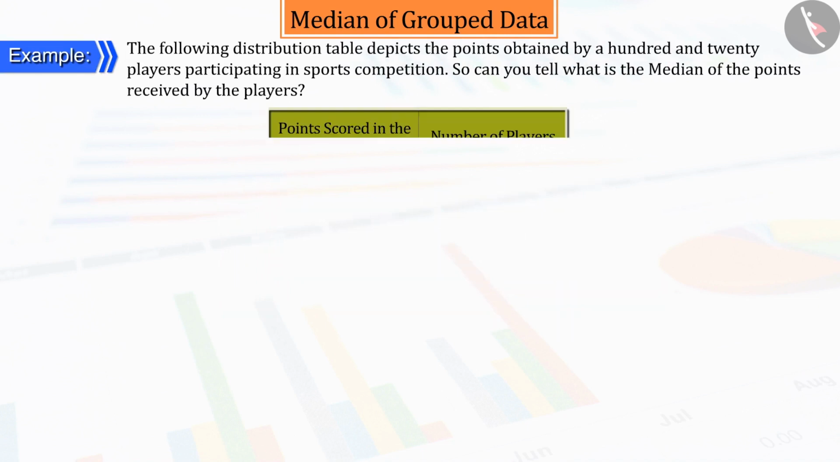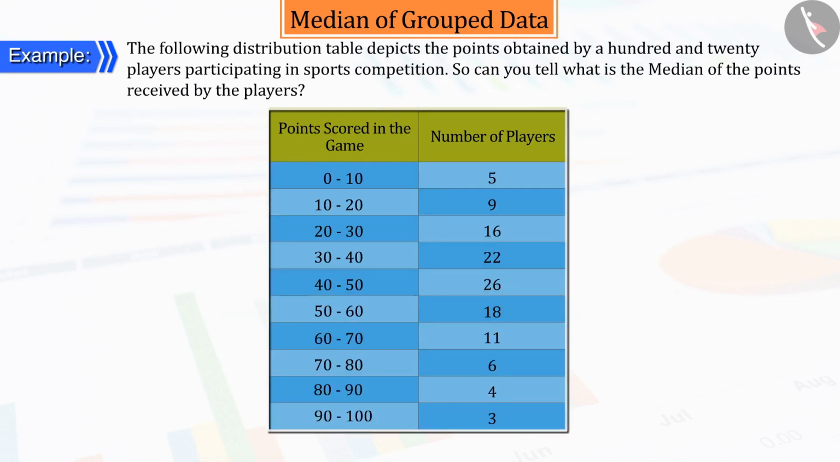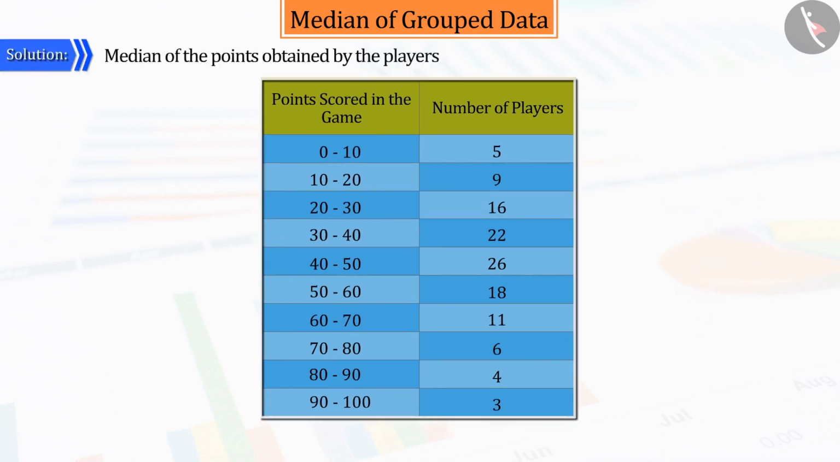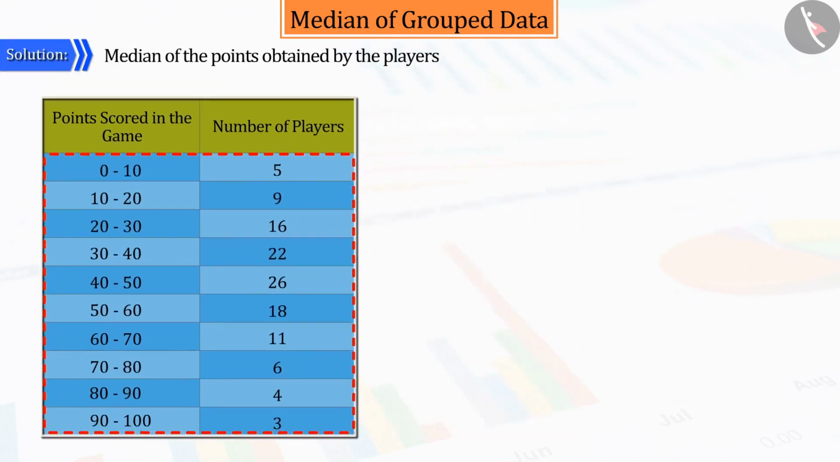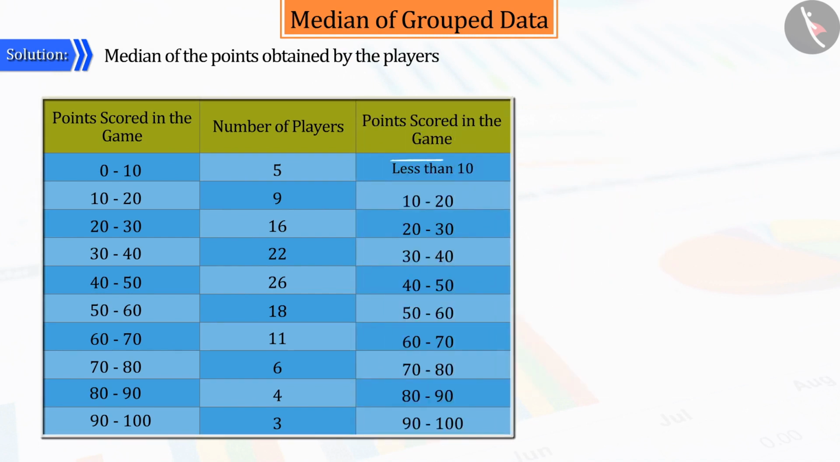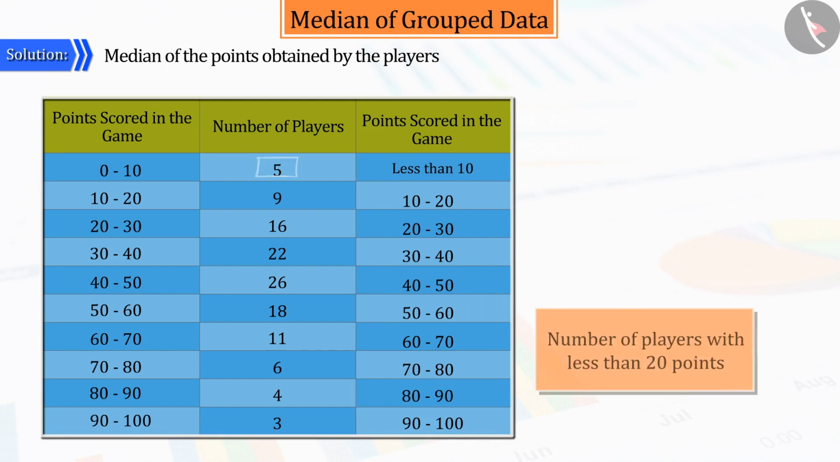The following distribution table depicts the points obtained by 120 players participating in a sports competition. So, can you tell what is the median of the points received by the players? Let's see. Let us first discuss the given table. If you were asked how many players got less than 10 points, would you be able to tell? Absolutely correct. 5 players scored less than 10 points.